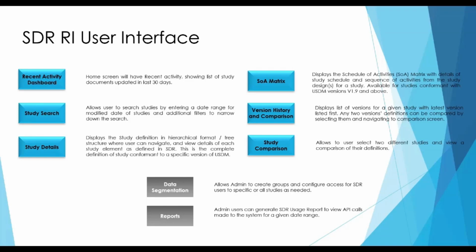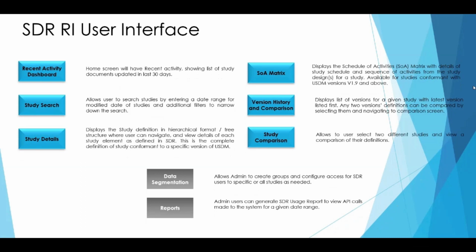There are a few features available exclusively to admin users that allow configuration of permissions and privileges to access one or more study definitions in SDR. Finally, the system usage report enables an admin user to view a list of API calls to SDR for a given time period to understand the exchange of data stored in the system. Now we shall see a demo of these features on the SDR reference implementation website.